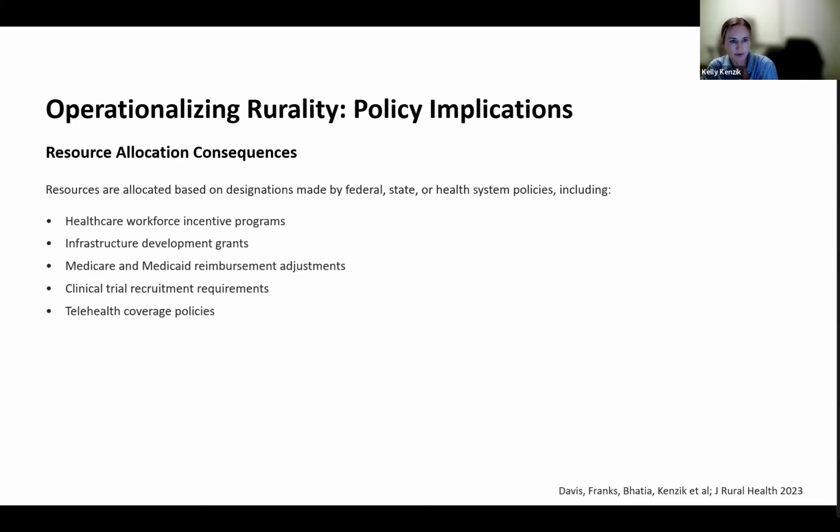This includes healthcare workforce incentive programs, infrastructure development grants, Medicare, Medicaid reimbursement adjustments, clinical trial recruitment opportunity requirements, and telehealth coverage policies. So again, it's important to note which categorizations we're using and how we're reporting all of this evidence consistently over time, because these are how policymakers are taking these things into consideration. So maybe we need to just be reevaluating them consistently and reporting whether major changes need to be done.